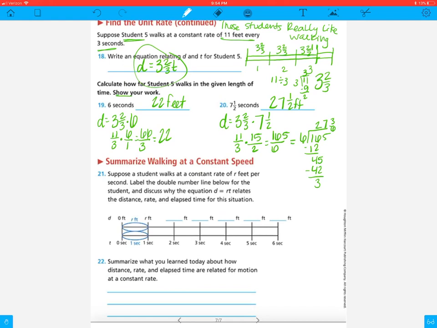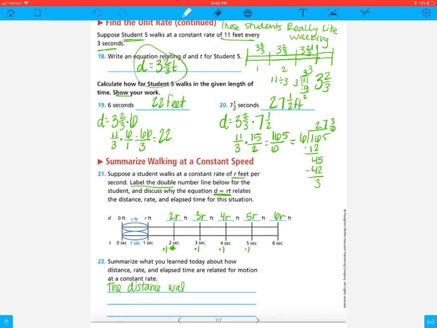Now, number 20 is also similar to your exit ticket, but let's look at 21. Suppose a student walks at a constant rate of r feet per second. Label the double number line below for the student. So for 2 seconds, I'm going to write 2r, 3r, 4r, 5r, 6r, and so on, because the equation is distance equals my rate, r, multiplied by time. In this case, it's multiplying by 1. And I notice that they don't tell us what the r stands for, so I'm just going to put a coefficient on it.